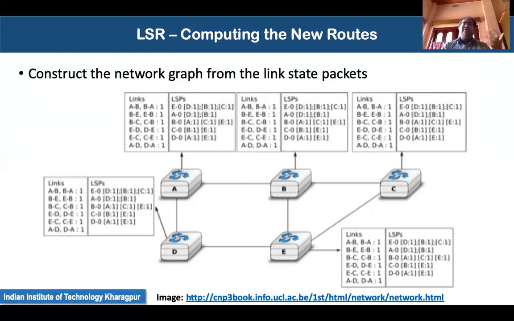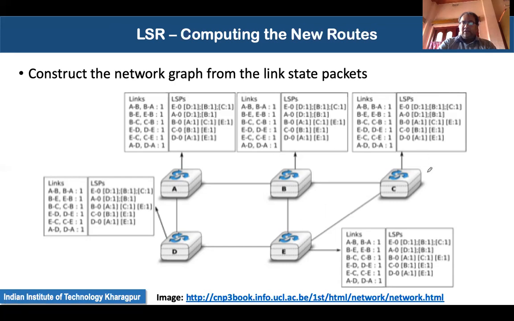That typically we do. Sometimes we call it a node, sometimes we call it a router. Now, once you are getting that information, then you can construct the entire network graph. So for example, think about node C, it has received this link state information. From that link state information, let me take the pen.